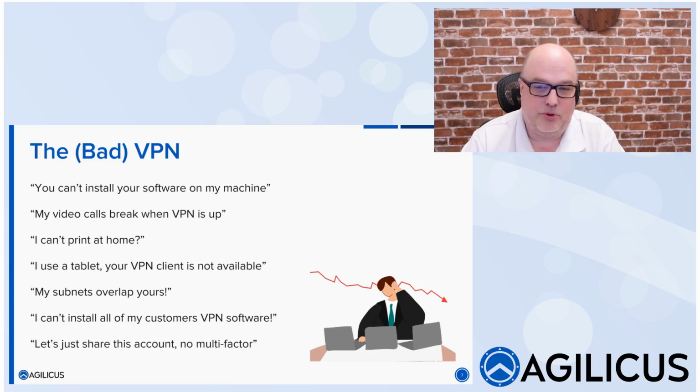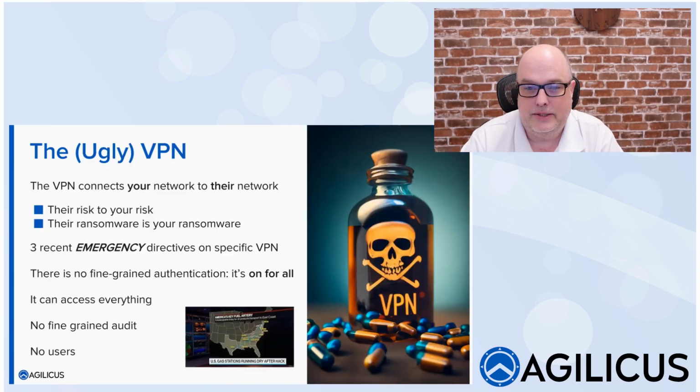So one of the downsides is, you bring up this VPN and everybody just shares this account. There's no multi-factor, it's just up all the time. That's what happened with the Colonial Pipeline. It was just connectivity between the two offices and everybody had access to everything.